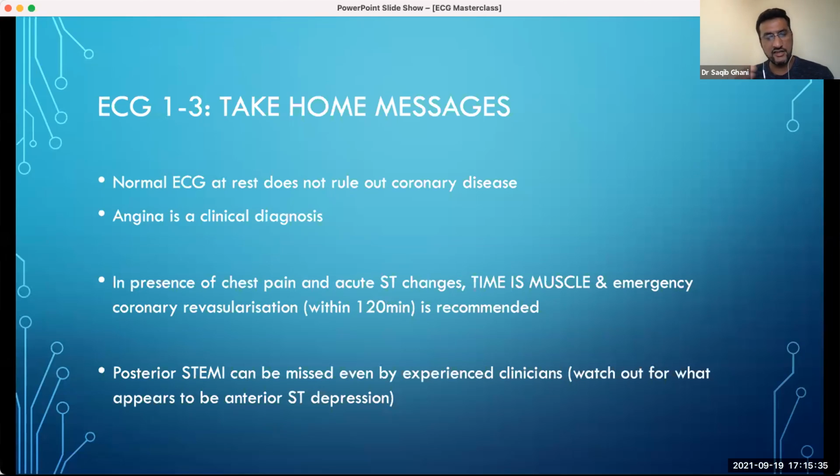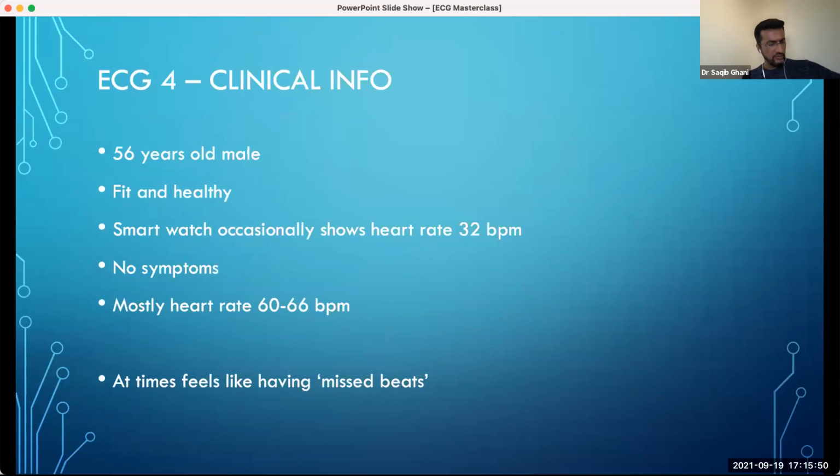Okay, so anterior STEMI will usually present with T-wave inversions. But if you've got marked ST depression with positive upwards V1, V2 R complex, that suggests posterior. So just think about it. You'll only know about it if you think about it. Okay, let's move on in the interest of time.